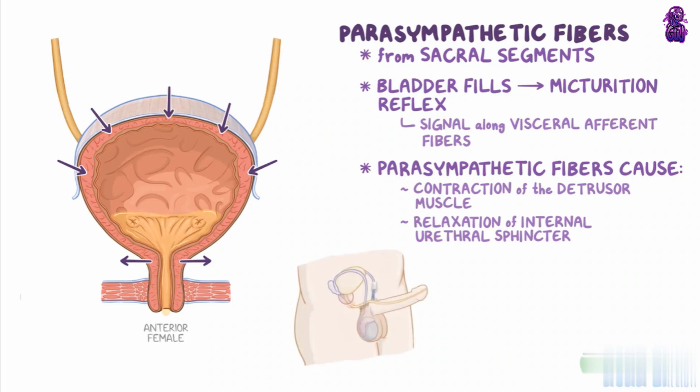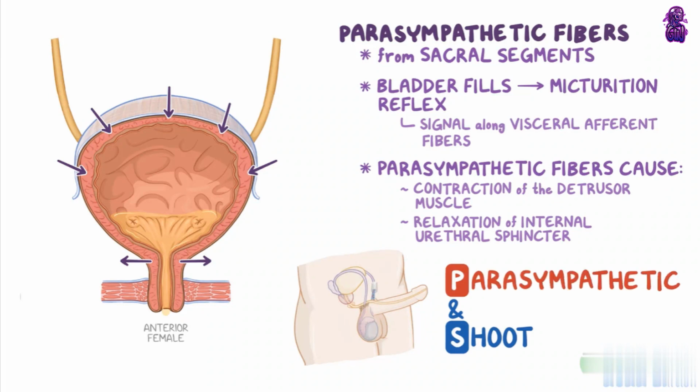And the mnemonic point and shoot can help you remember that. Point, or initiating an erection, is parasympathetic, and shoot, or ejaculation, is sympathetic.